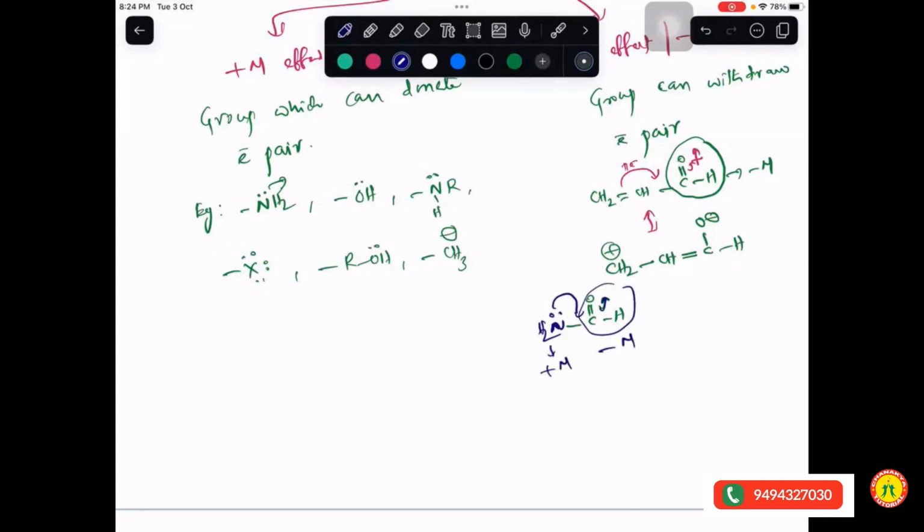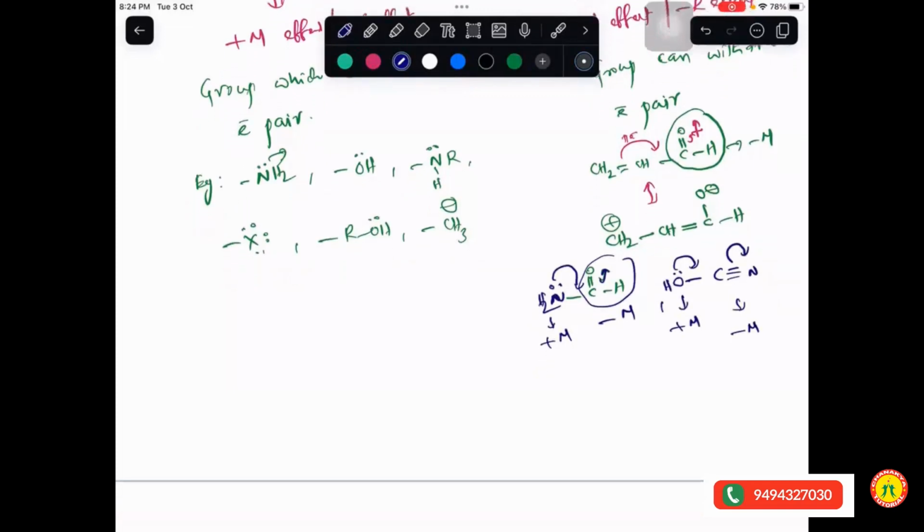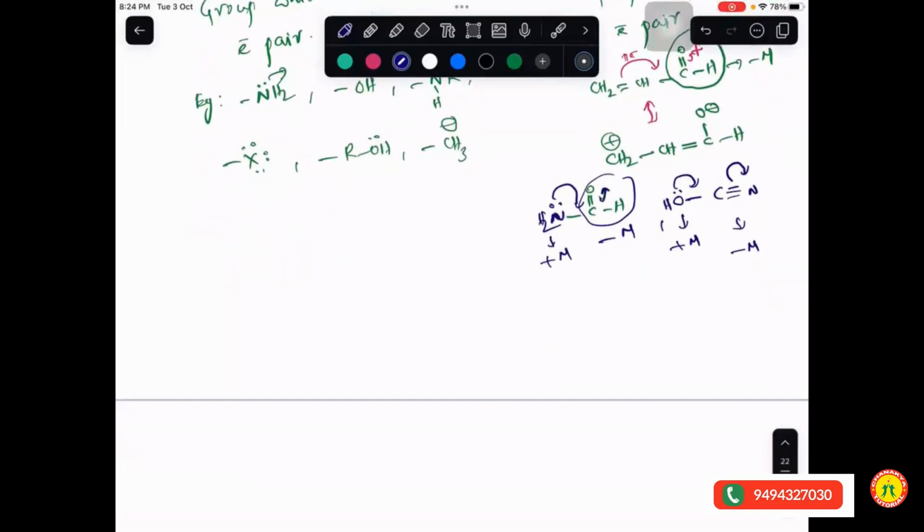In every situation, there is a plus and minus M. Suppose you take C triple bond N. This can pull the electron density. Suppose OH is there. This OH can give electron density to this one. This is called the minus M effect, and this is called the plus M effect. In every case, many are there. Suppose you take N double bond, and here NO2. NO2 can take electrons from oxygen, and immediately this nitrogen can take an electron pair from outside. So it is also called a minus M group.